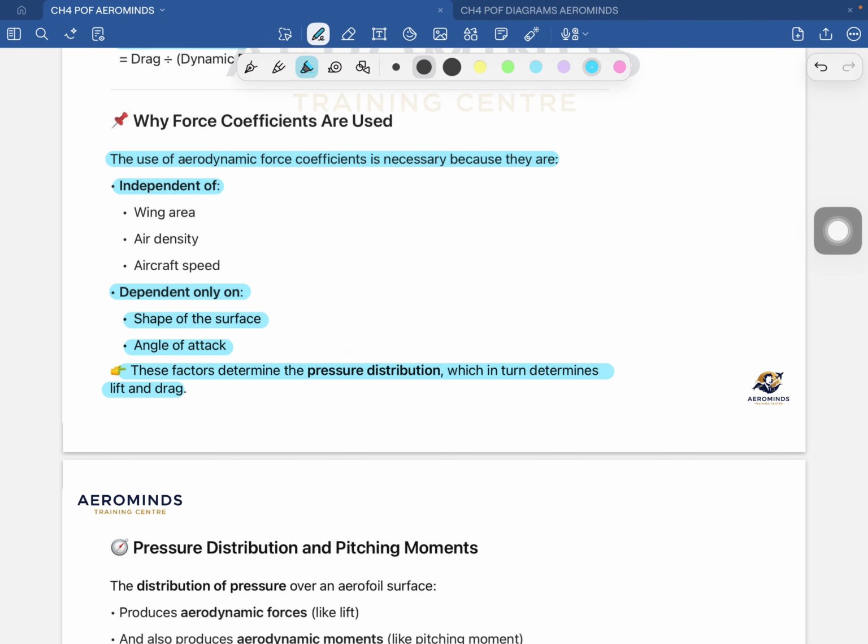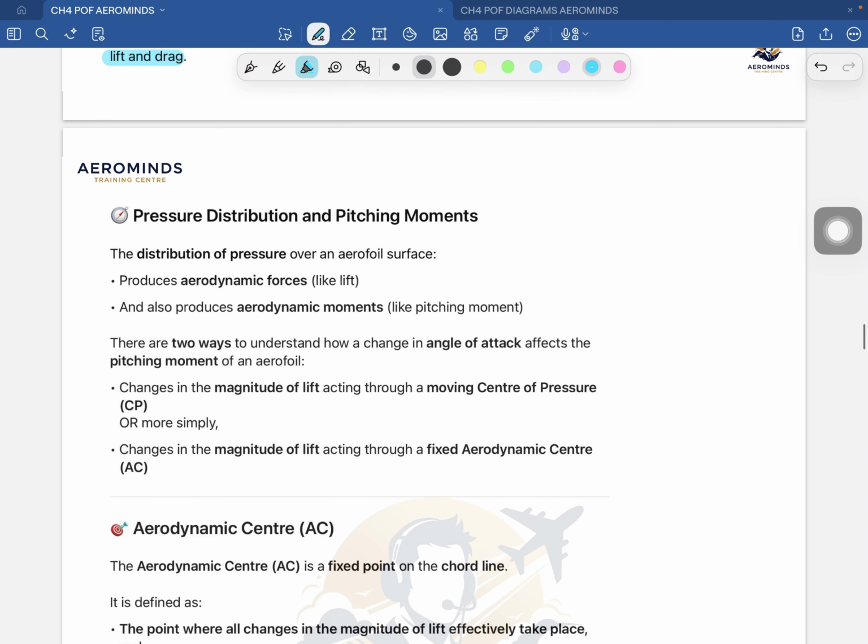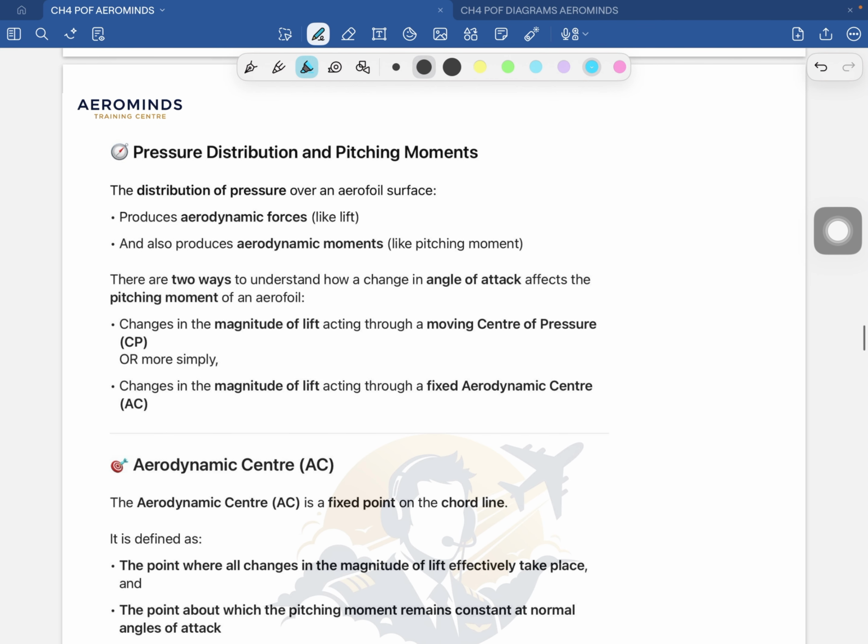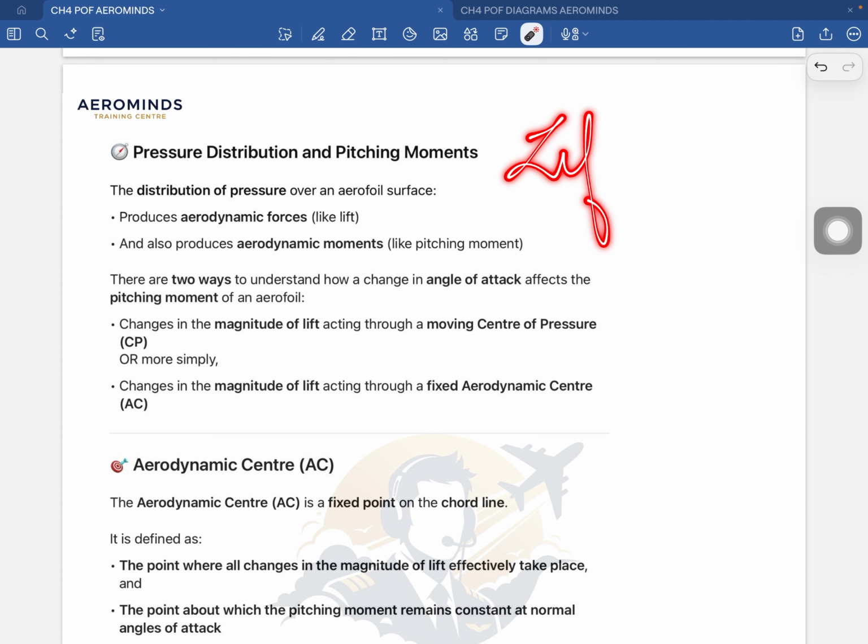Got it? So now we'll move further, which is the pressure distribution and pitching moments. When the air flows over an aerofoil, the pressure is not the same everywhere. Some areas will have high pressure, some areas will have low pressure, and this pressure distribution over the surface of the aerofoil does two main things. First, it produces aerodynamic force. The most important aerodynamic force for us is the lift.